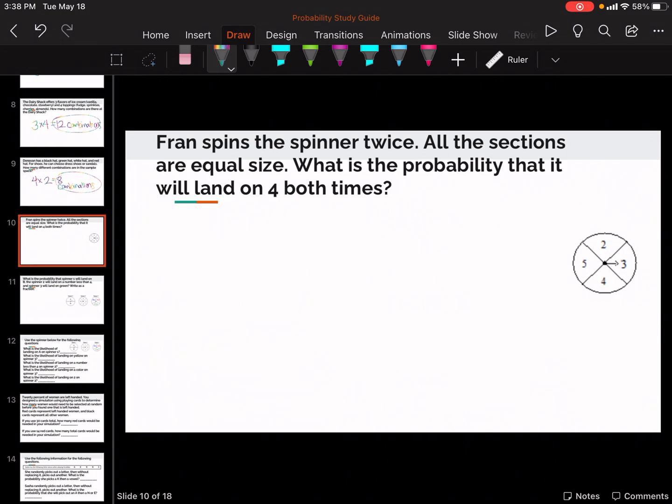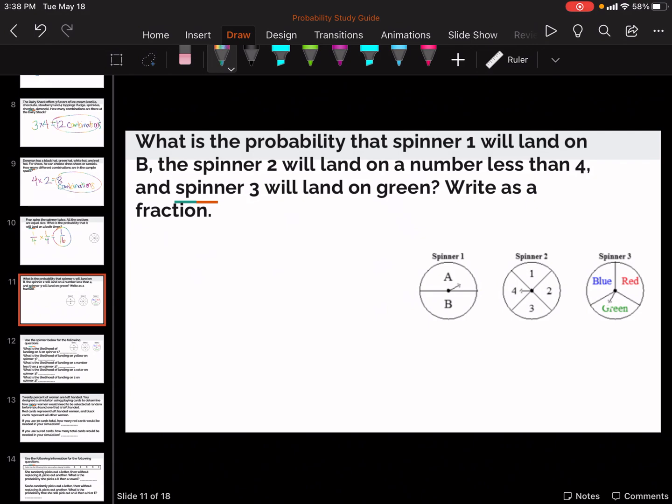Fran spins a spinner twice. All the sections are equal sizes. What's the probability to get a 4 both times? Well, to get a 4 the first time is going to be 1/4, times 1/4 for the second time. So 1/4 times 1/4, these are independent. It doesn't matter what you get on the first time. It's going to be 1/16.